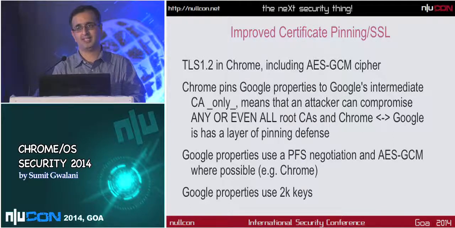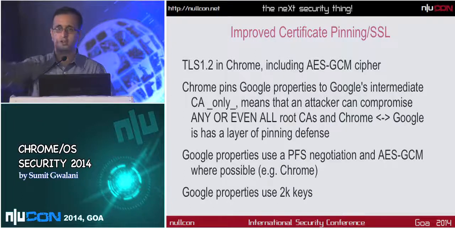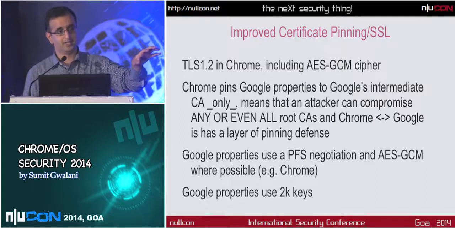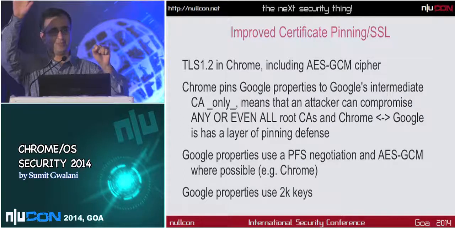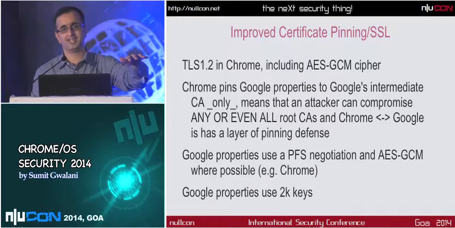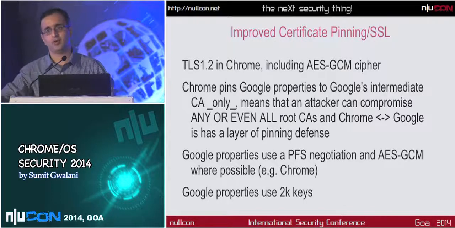Now, does that mean that my whole connection gets compromised? So what we decided is we could actually pin it to the intermediate Google CA. So even if a root CA gets compromised, because we are actually checking the pinning to the intermediate CA, someone trying to do a man in the middle against a Google domain will get caught by Chrome.